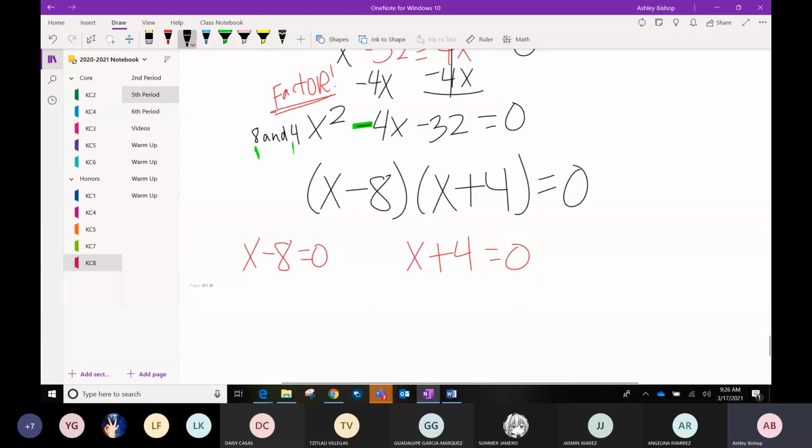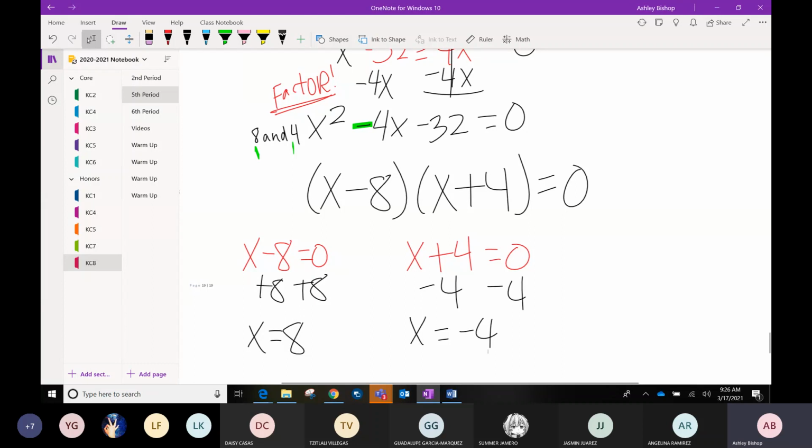I'm going to add 8 to both sides. X is equal to 8. And then I'm going to subtract 4 from both sides. X is equal to -4. X is equal to 8 and x is equal to -4.